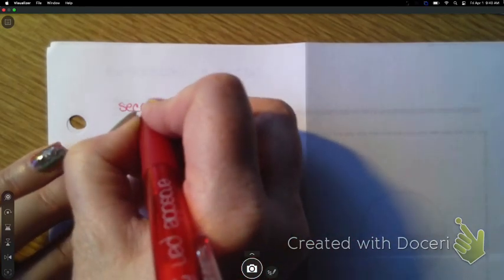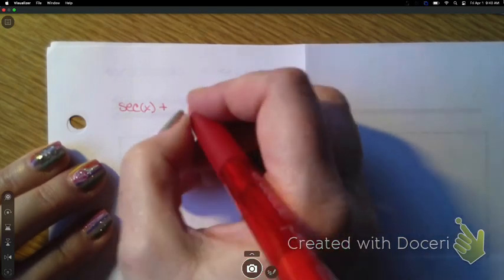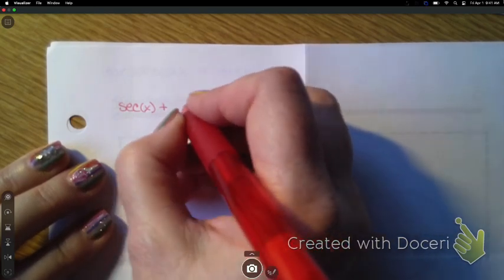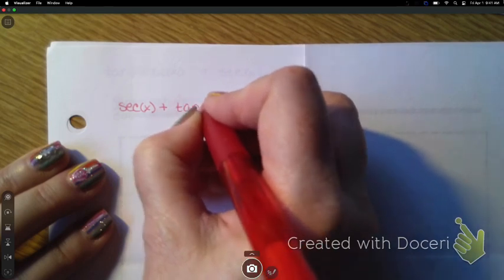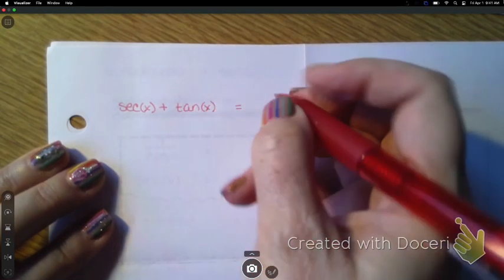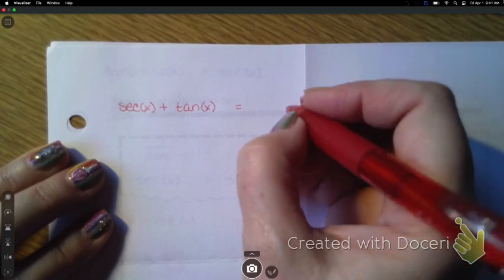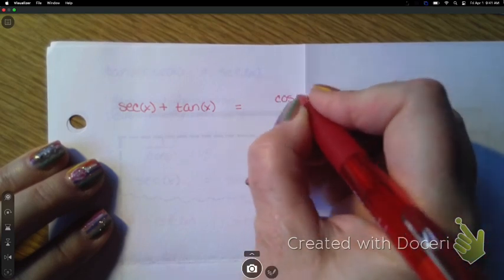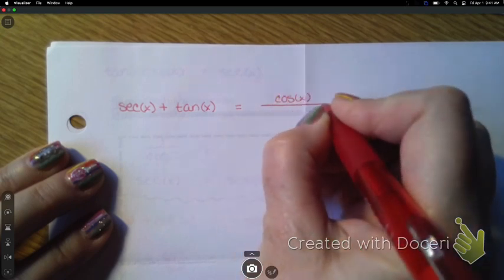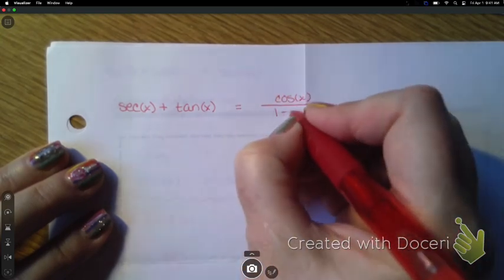How much room do you think I need for this next one? I would start at the top of a column. I don't know, 3/4. Well, it depends how big you write. Secant of x plus tangent of x equals cosine of x over 1 minus sine of x.